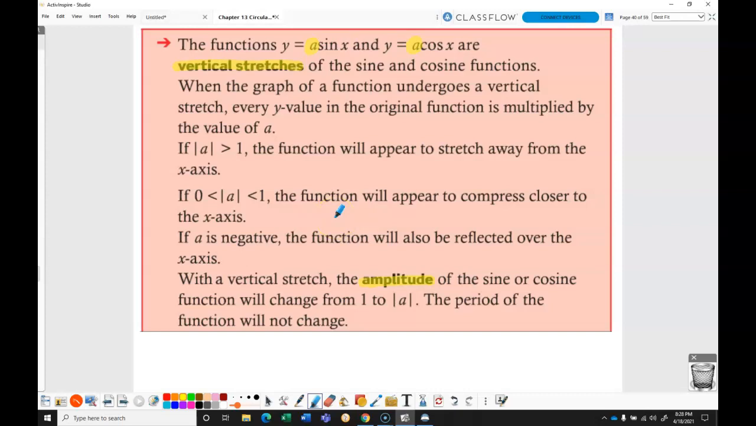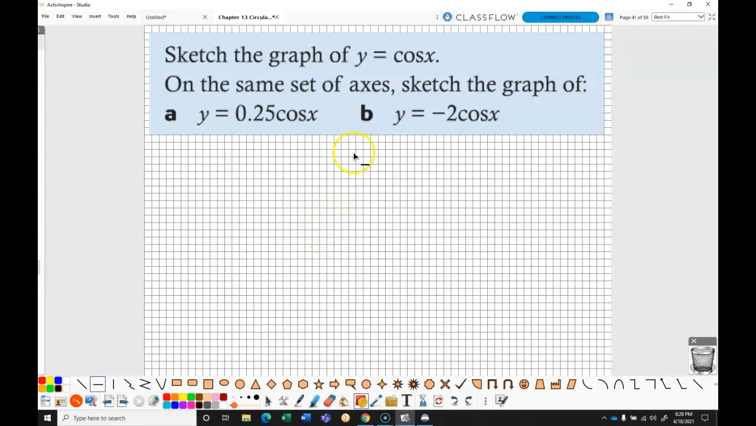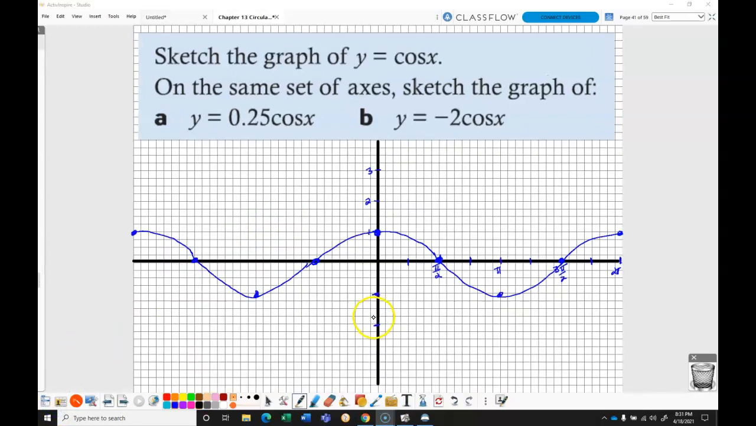If it is 2, that means that it's going to be twice as big. If it's 1/2, it's going to shrink it and make it smaller. Okay, all right, so let's see that happen here. So let's go ahead and I'm going to sketch the cosine graph. We'll do that really quick. You can pause here and draw one for yourself. All right, so there's my starting cosine graph.